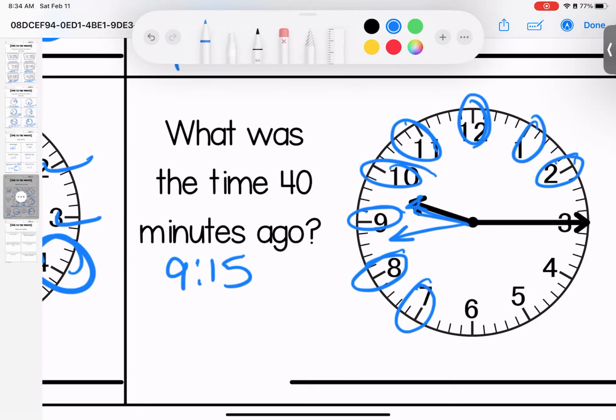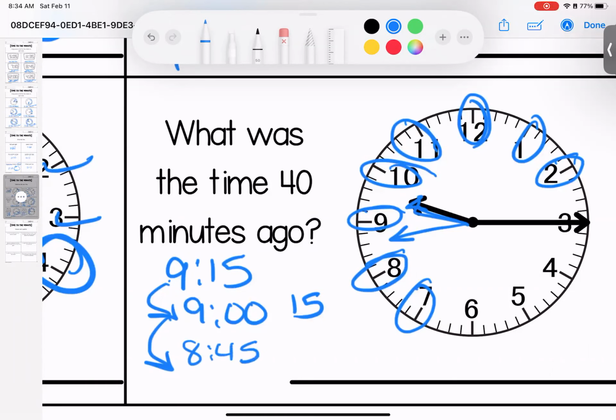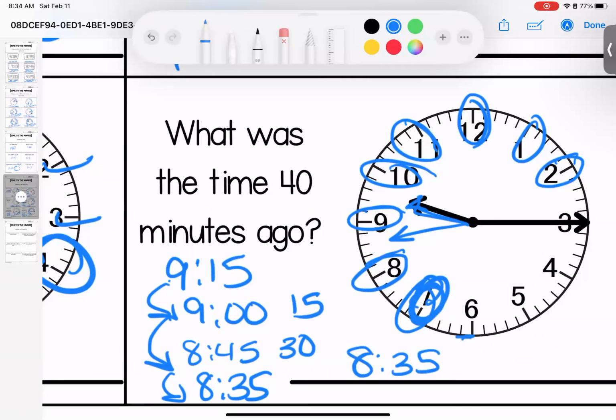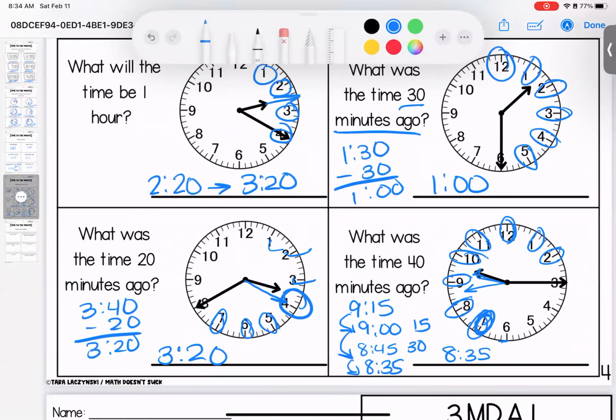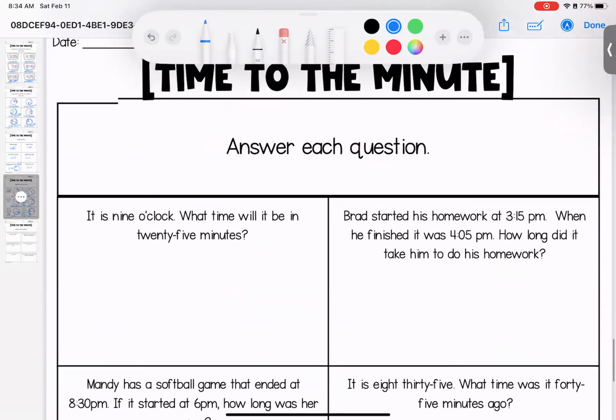So if I go back a half hour or even in 15-minute jumps to 9 o'clock, that's 15 minutes. To 8:45, that's 30 minutes. Another 10 would be 8:35. And if I count over to here, this is 30, this is 35. 8:35 is my time. Okay? That one was a super sticky one, but we have the tools in our toolkit.